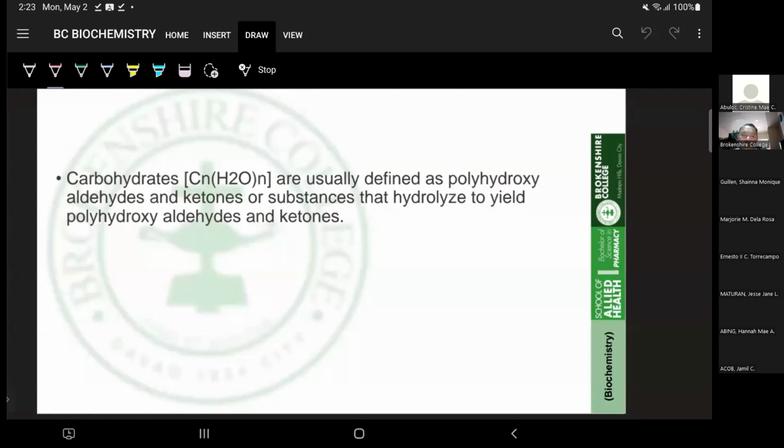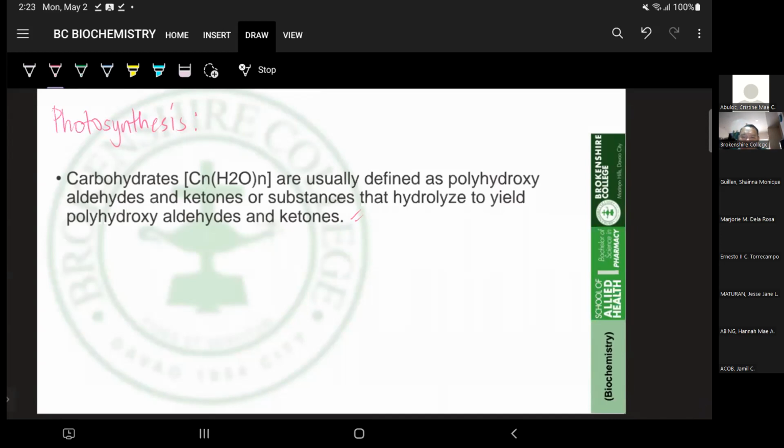Before moving into this one, of course, carbohydrate is primarily a product of plants, in addition to the introductory part kanina sa previous slide. Carbohydrate is a product of photosynthesis. Now, if you could still remember, what is the formula for photosynthesis? Any idea, guys? Ano nga ba yung formula? Ano yung requirements in order to build carbohydrates by plants during photosynthesis?